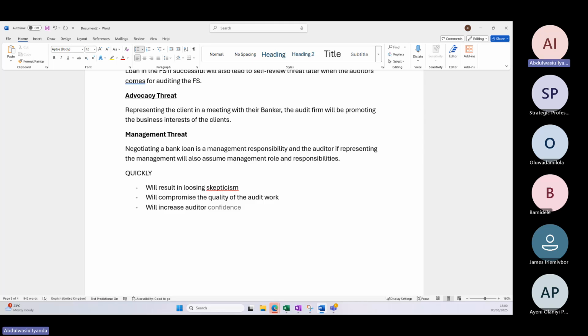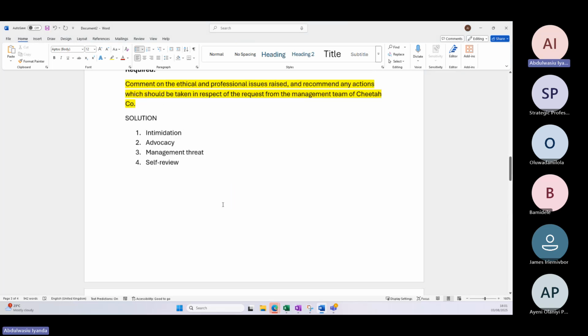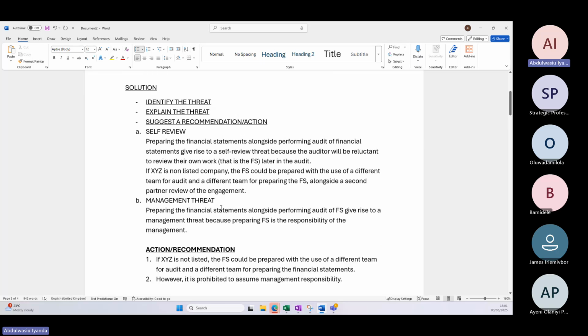To increase auditor liability. Don't worry, we are still going to talk about auditor liability as well. But these are some of the things that can lead to the audit liability. So we have identified the threats, and we have explained them.